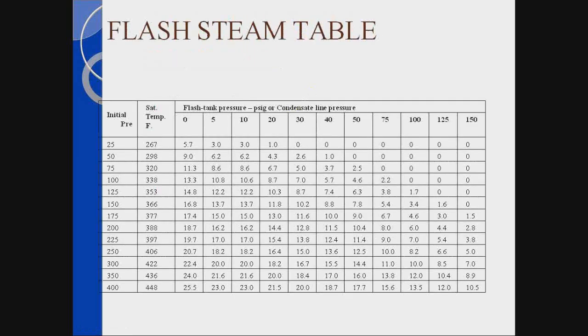Now, instead of going through all the equations, we have a simple table here. If you go down the left-hand side and let's say we pick 200 psi, which is the initial pressure, which is 338 degrees, and if I vent that condensate to atmosphere, 18.7% of the liquid will change state from a liquid to the vapor. So this table is a nice reference if you do not want to go through the full equations.